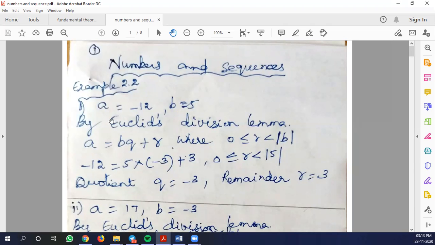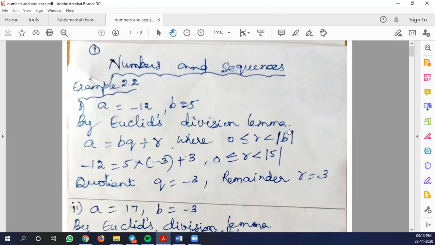Now turn to page number 39, example 2.2. So here the first sum: find the quotient and the remainder when a is divided by b in the following cases. First case is a is equal to minus 12 and b is equal to 5. So according to Euclid's division lemma, a is equal to bq plus r, where 0 is less than or equal to r less than modulus of b. Modulus means plus or minus.